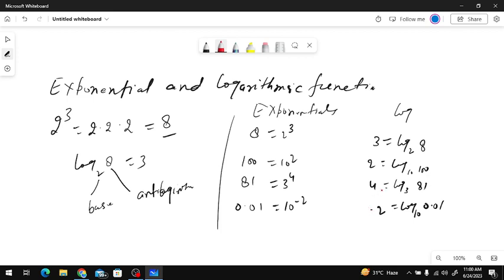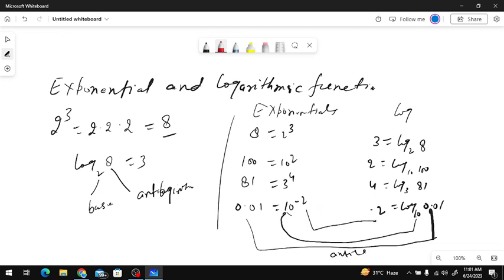So these are the exponent, log, base and anti-log terms. Here we can see the anti-log, and 10 is the base, and this is the exponential form and this is the log form, right? So these are the basic terms.